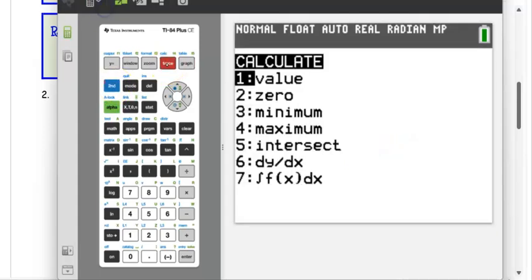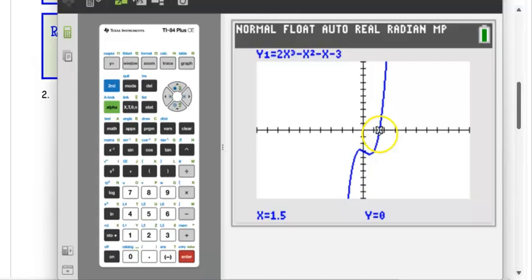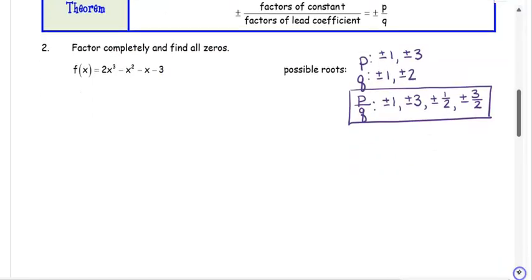I'm going to do second trace. Number 1 is my value, and I'm just going to type in 3 divided by 2. And I see that yes, it gives me a 0 there, which tells me that 3/2 is one of the roots that work. This is where I start to depress my polynomial.